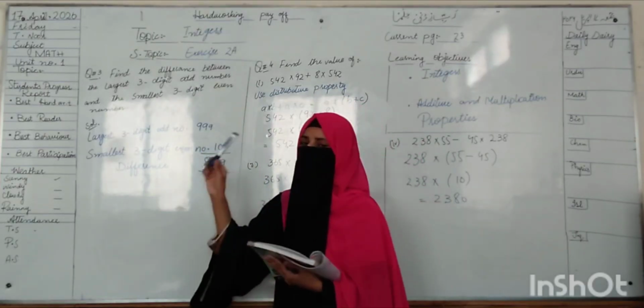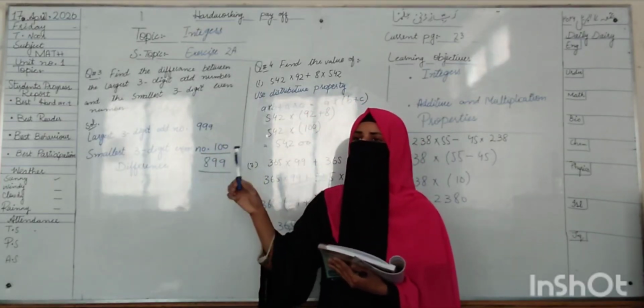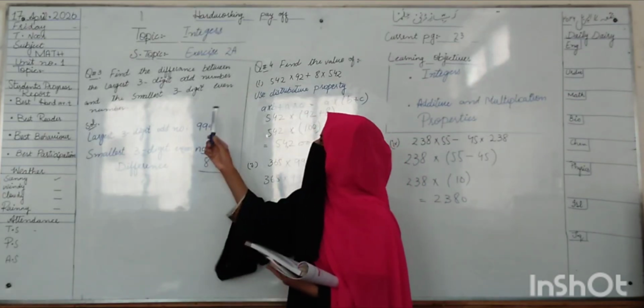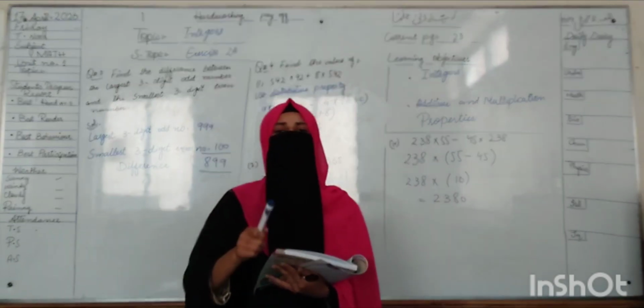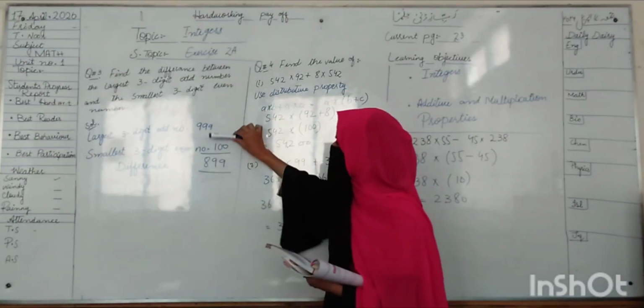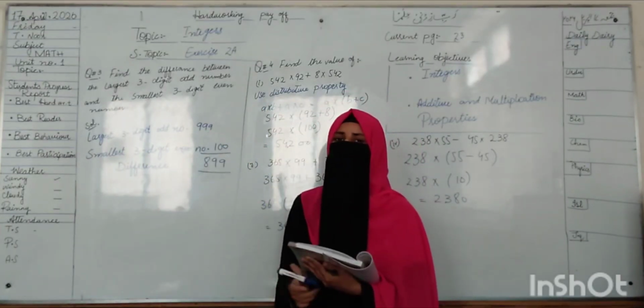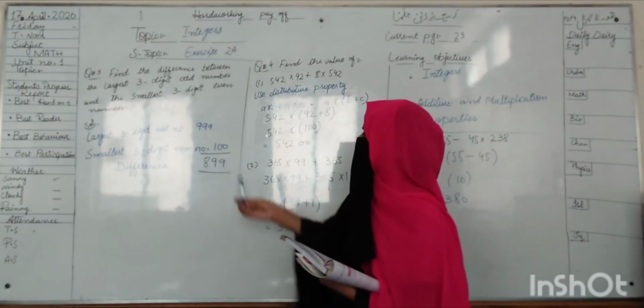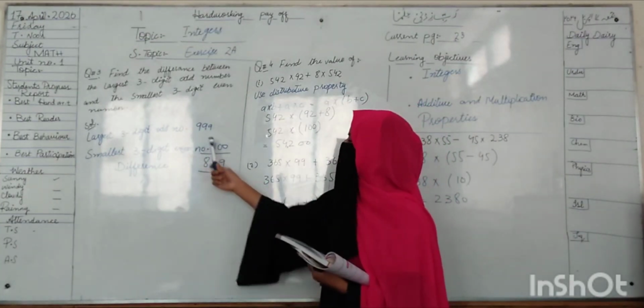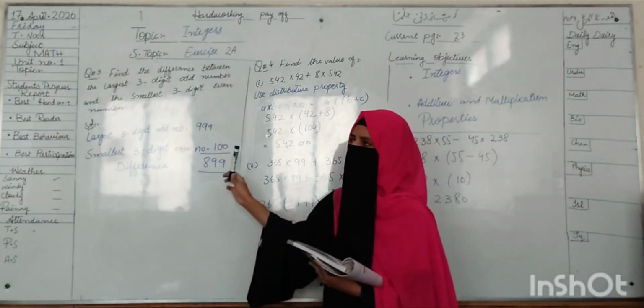So 101 is the odd number and 102 is the even number, but the smallest even number is 100. They say find the difference. When you have to find the difference in any question, it means that you have to subtract both values, then you find out the difference. Okay, so the number is 999. When you subtract 100, the number is 899.